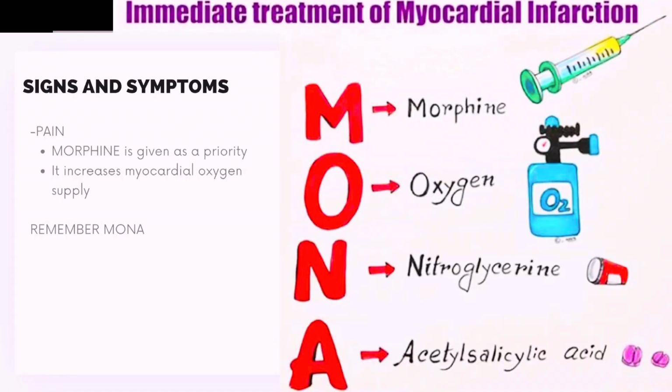But we need to remember a mnemonic, which is MONA. So MONA is basically how we treat myocardial infarctions in the acute stage. So your M is morphine, which is an opioid, which is the best treatment for myocardial infarction. Then we have oxygen. So once you give morphine, you give oxygen to supplement the supply that the heart is getting. You can then give some nitroglycerin. What it does is that it dilates your blood vessels and allows for more oxygen-rich blood to get to the myocardium. And then finally, you give aspirin as part of the treatment for myocardial infarction.